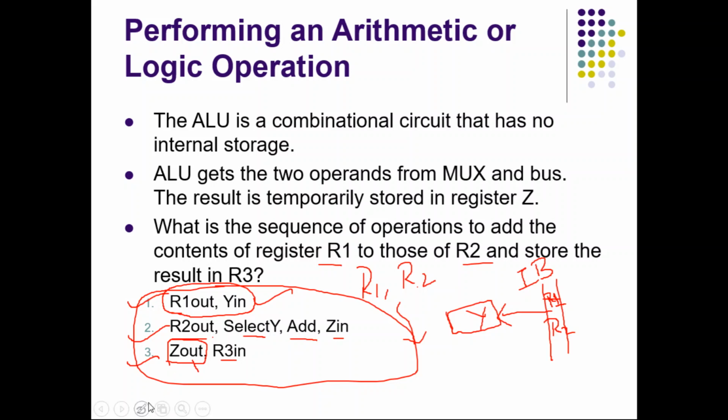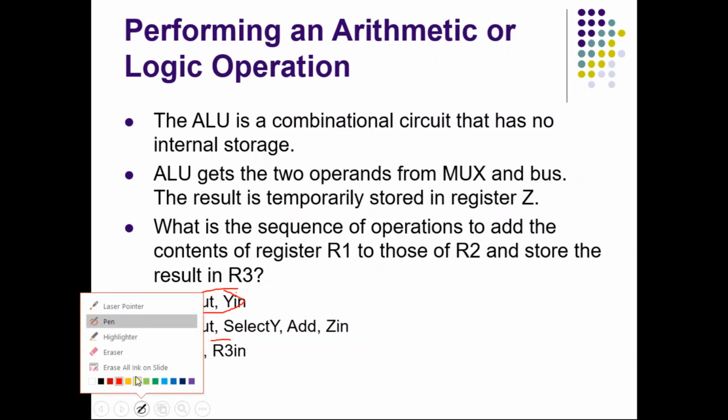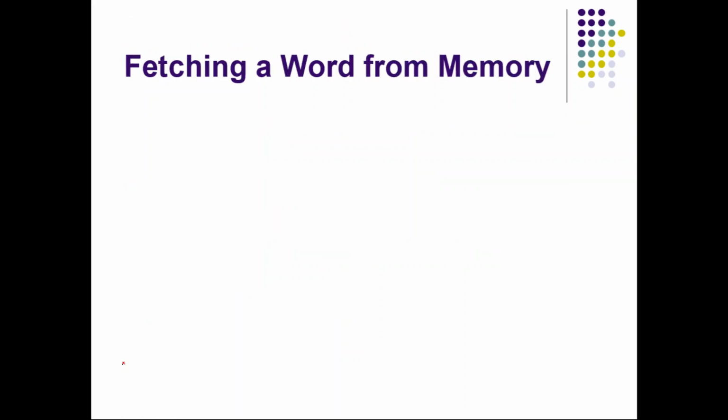So this is the sequence of operations which will be performed when you perform an arithmetic operation. These two things will be done in the first clock cycle, right? And all these four things will be done in the second clock cycle, and these two things will be done in the third clock cycle, right? So this is about performing an arithmetic and logical operation. Fine. Then let us see how to fetch a word from the memory.